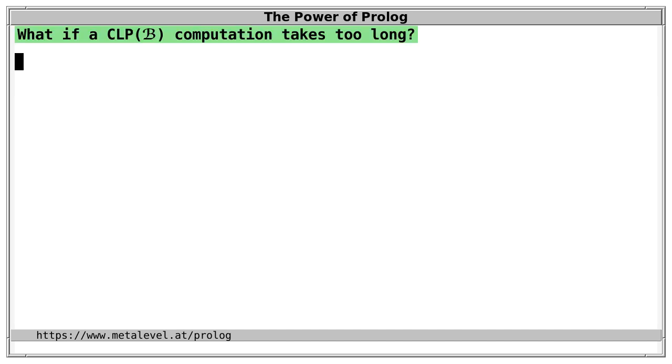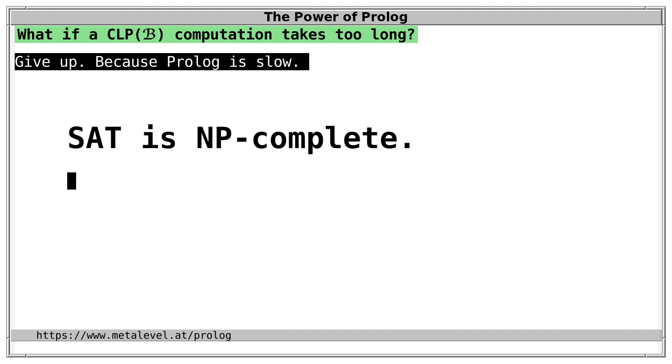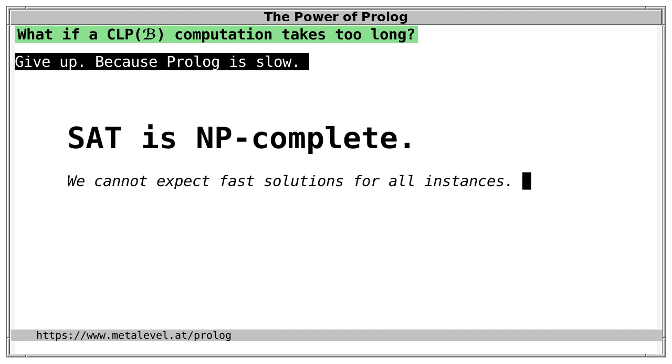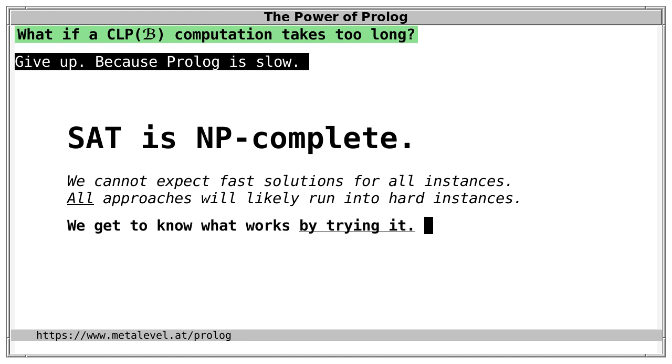And what do we do if CLPP is too slow? Well, one very straightforward approach is to give up, because Prolog is slow, right? On the other hand, we know that SAT is NP-complete, and therefore we cannot expect fast solutions for all instances. Also, all approaches will likely run into hard instances, hard for them at least, maybe easy for others. And often the only way to find out what works is trying it. Of course, we may have or develop an intuition for what's likely to work, but in general, we need to try it. We don't know in advance.